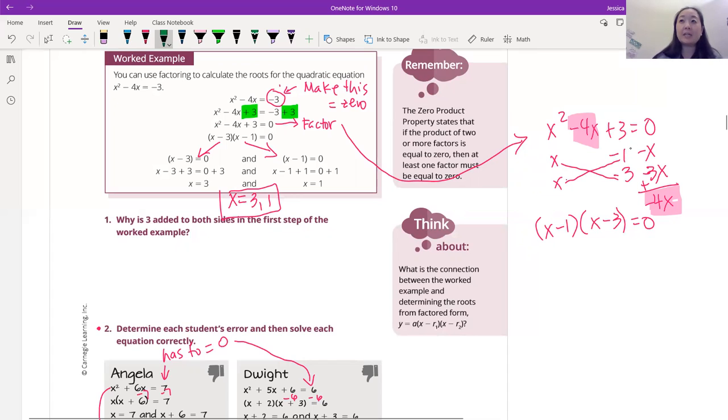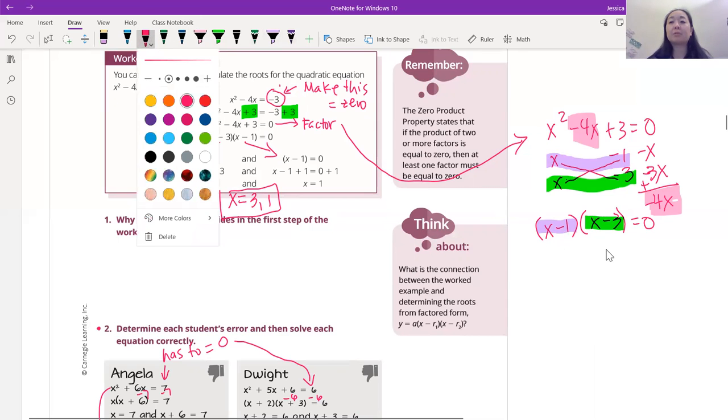As a quick check, negative 1 times negative 3 is positive 3. So we're good to go. Now we're going to write it as factors. So this is going to be x minus 1, and here is x minus 3, going straight across. And just like the zero product property, we can set both factors equal to 0.